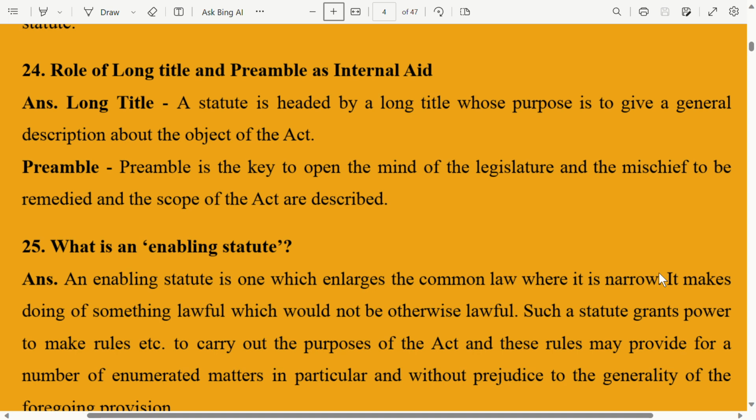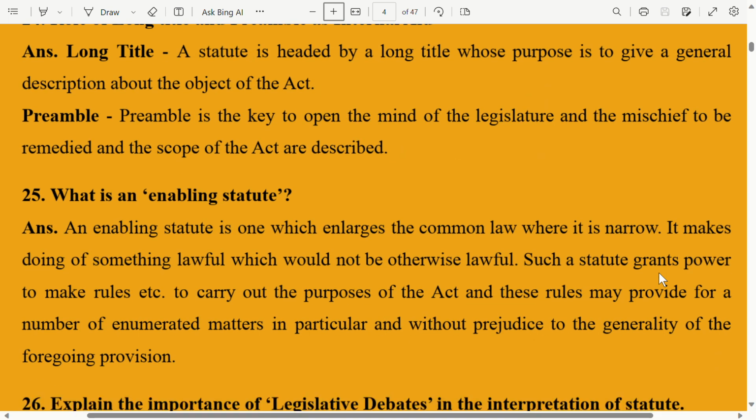What is enabling statute? An enabling statute is one which enlarges the common law. Where it is narrow, it makes doing of something lawful which would not be otherwise lawful. Such a statute grants power to make rules, etc., to carry out the purposes of the act, and these rules may be provided for a number of enumerated matters in particular and without prejudice to the generality of the foregoing provisions.